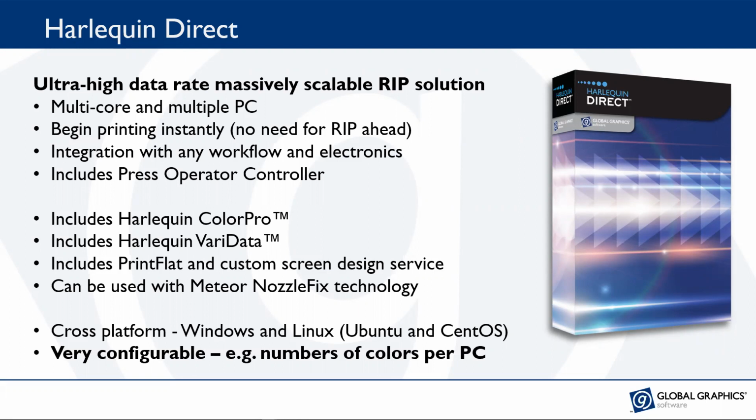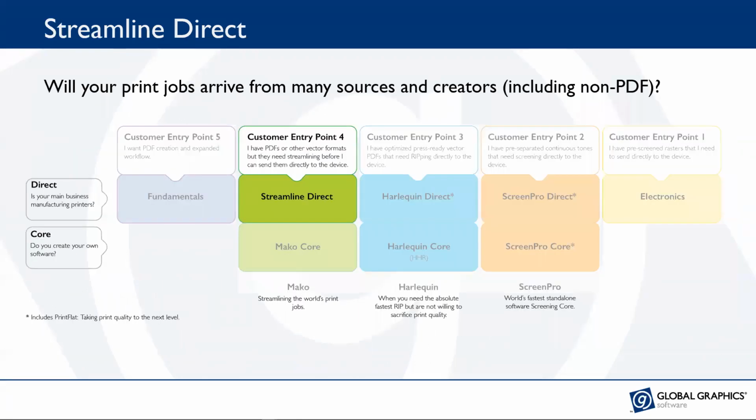As with ScreenPro Direct, it has print flat and access to a custom screen design service. It also supports Meteor Nozzle Fix when used with Meteor Inkjet electronics. Again, as with ScreenPro Direct, it is cross-platform with Windows 10, IoT, and Linux. At the end here, I've highlighted the configurability. You may wish to have one color per PC, or perhaps 2, 4, or 8, depending on how fast you want to drive your press, or how challenging your PDFs are to rip, which leads nicely on to the third of our products, Streamline Direct.